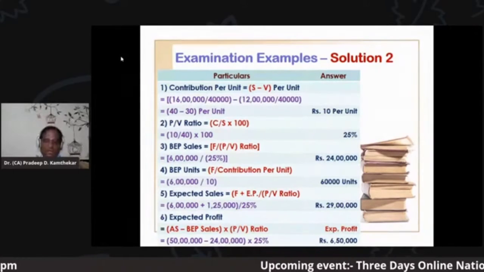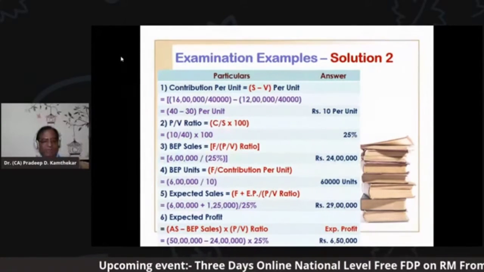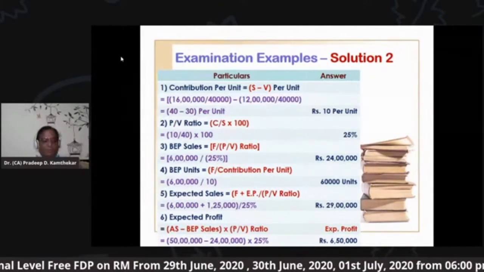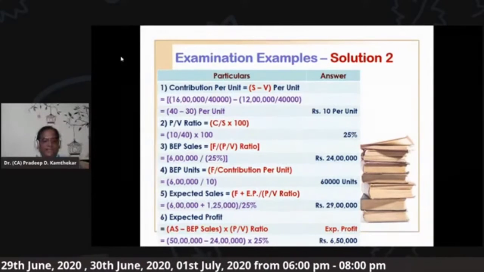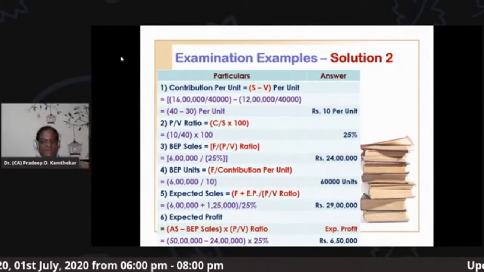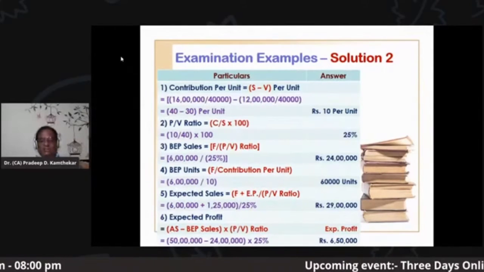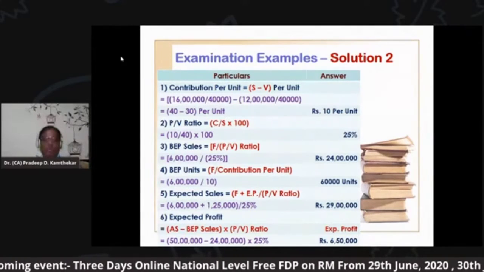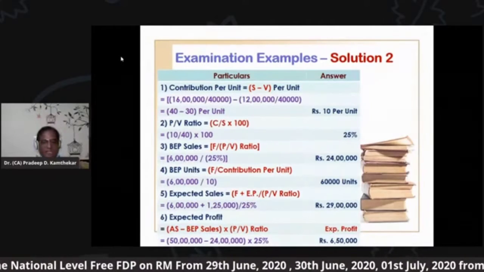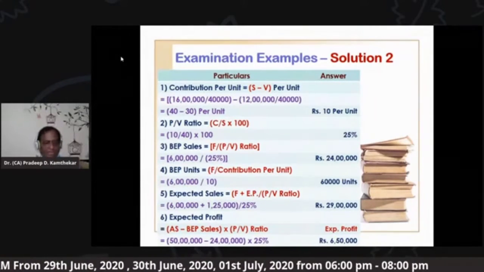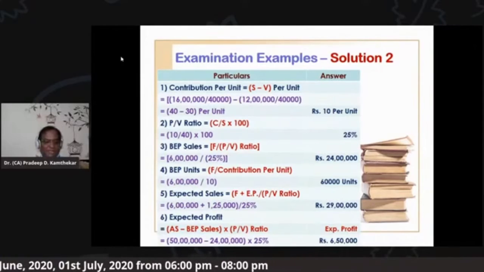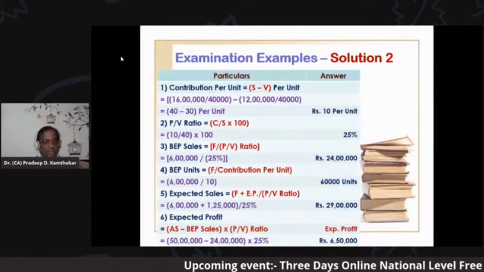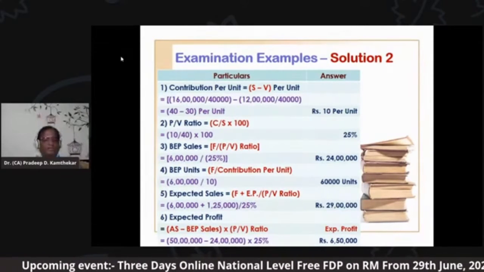Now PV ratio, contribution 10 divided by selling price per unit 40. So 10 divided by 40 into 100, it is 25% PV ratio. Break-even point in terms of sales, 6 lakhs is the fixed cost. So 6 lakhs divided by PV ratio 25%. So when the sales is 24 lakhs rupees, this business will be at break-even point where its total cost will be equal to total sales, and it will have neither profit nor loss. Break-even point in terms of units, 6 lakhs fixed cost divided by 10 rupee contribution per unit. So 60,000 units are manufactured and sold to reach break-even point for this business.